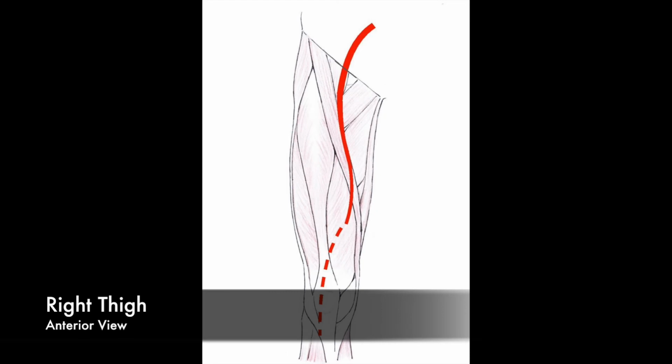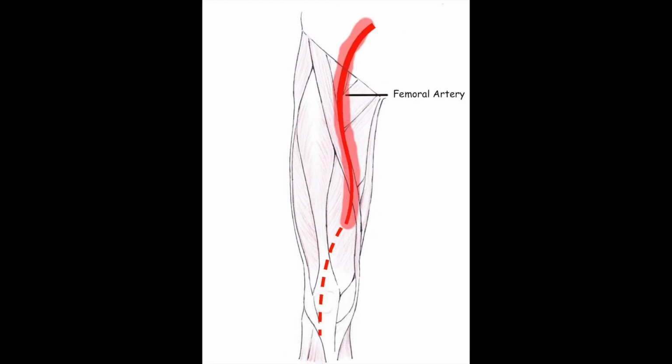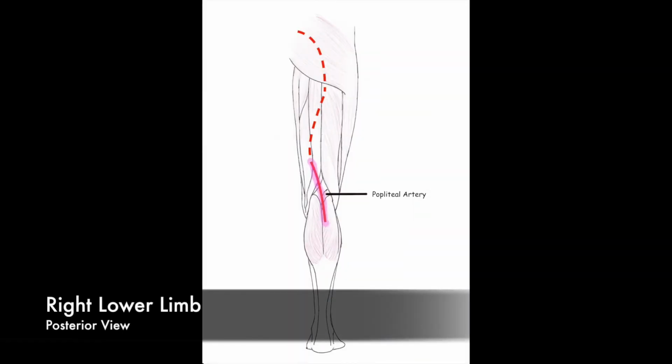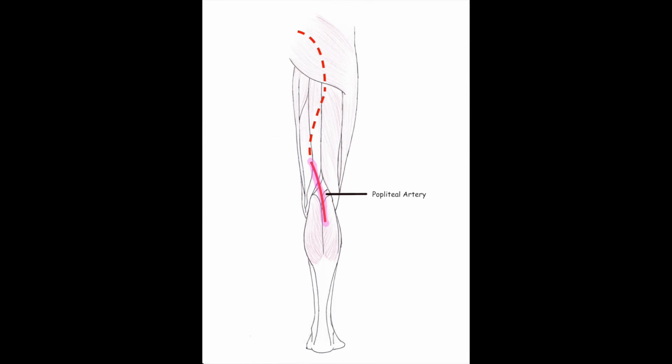The muscles of the anterior and posterior thighs are supplied with blood by the femoral artery, which continues as the popliteal artery in the knee region. Branches of the popliteal artery supply the structures in the knee joint. The popliteal artery runs through the knee joint in a space called the popliteal fossa, accompanied by the tibial nerve and popliteal vein.